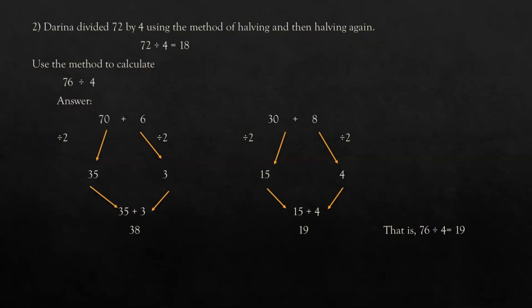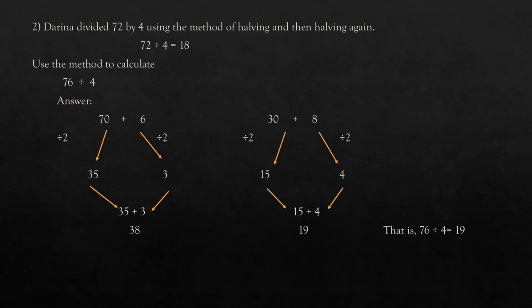So now I'm going to introduce a new method, halving and then halving again. You can find the answer for this question, 76 divided by 4, in a normal calculation method. But when a question comes like that, using the method halving and then halving, you need to write it in this way. If that specific method is not mentioned, you can use any of the division processes. The only thing is you need to find the answer. So here the question is 76 divided by 4. How are you going to find the answer for this question using the method halving and then halving again? See.